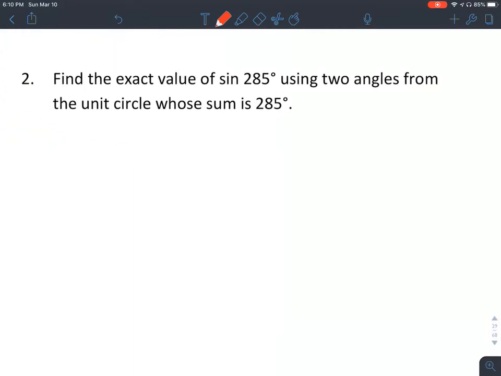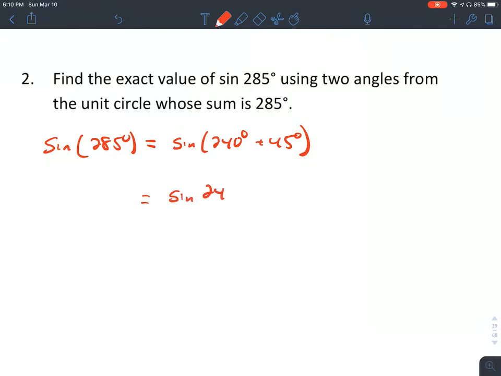Number 2, find the exact value of sine of 285 using two angles from the unit circle whose sum is 285. Well, sine of 285, by the way, you can choose different angles than what I'm going to choose because there's lots of angles that work. That's going to be the same as sine of 240 degrees plus 45 degrees. Using the sum identity for sine, that's going to be sine of the first angle times cosine of the second angle plus sine of the second angle times cosine of the first angle.